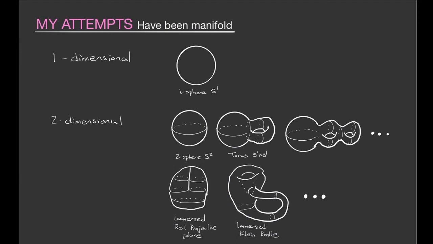But here are just some examples of 2-dimensional manifolds or surfaces. But there are 3-dimensional manifolds and 4-dimensional manifolds and 5-dimensional manifolds, and it gets crazy.